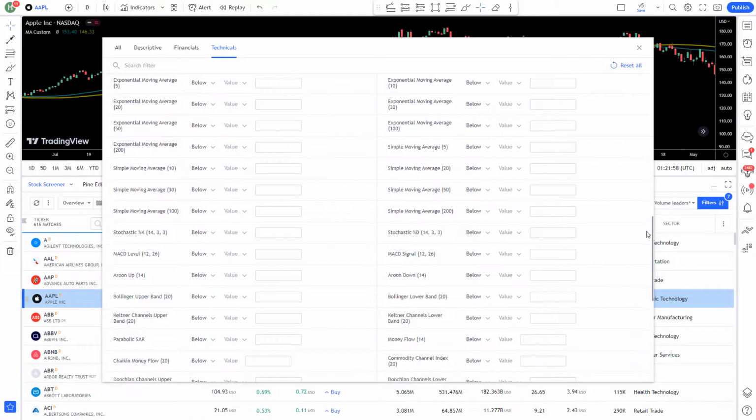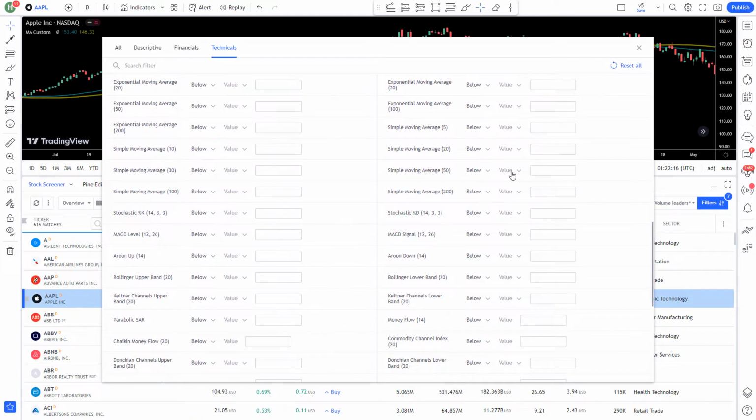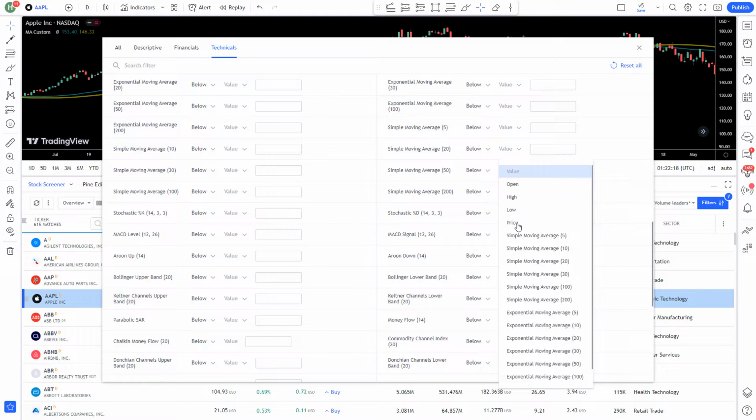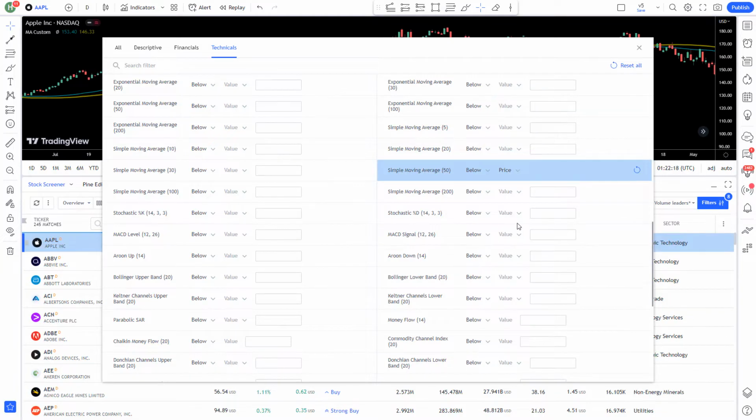Going back to filters, we only want to see when price is above the 50 SMA. Or said another way, the 50 simple moving average is below price. This takes us to 245 matches.